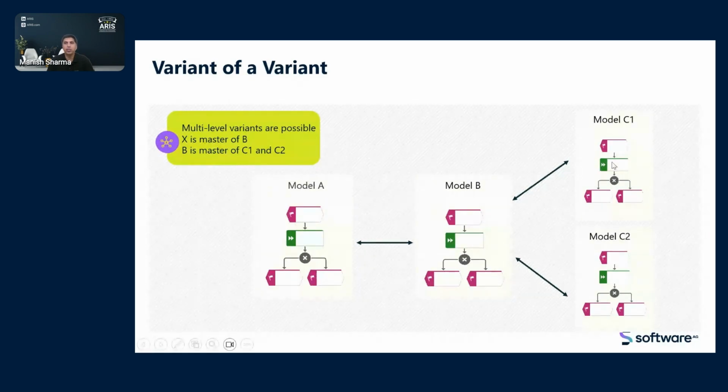So you can actually compare to see which was the parent of C1 and which was the parent of B. So you have this traceability or some sort of an audit capability to see how the model has evolved over time and how the variants have been created.